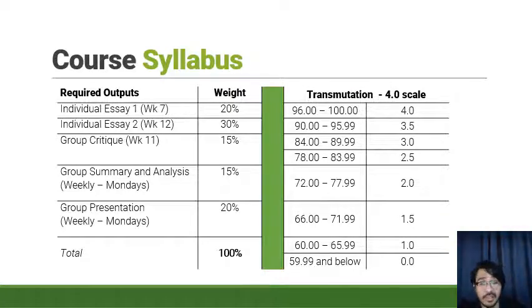And then that will essentially be transmuted to the 4.0 scale. So depending on how well you perform, that is the scale that we'll be using. The passing mark for this class is 60%. So if you get below 60%, unfortunately, you didn't pass the class.